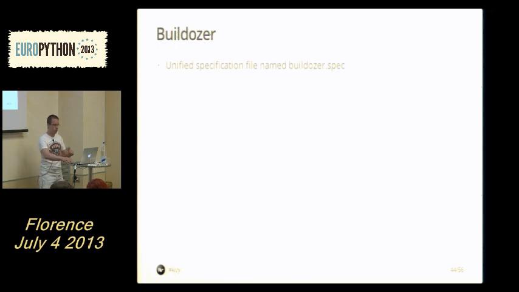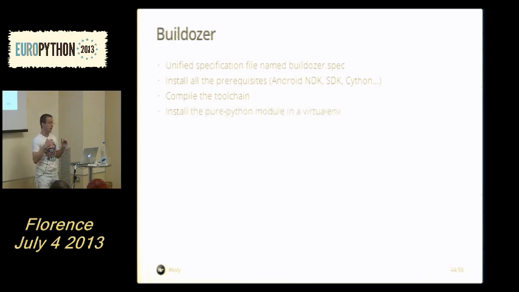So it's a specification file, and on top of that, when you launch Buildozer, it will install everything needed for the platform. So if you target Android, it will install the NDK, SDK, Cython. If you target iOS, it will install also the things needed for iOS. It will compile everything. It will also install the pure Python modules into a virtual env. If you are trying to install a Python extension, it will fail. It means it's a limitation, and we cannot use the toolchain for it.